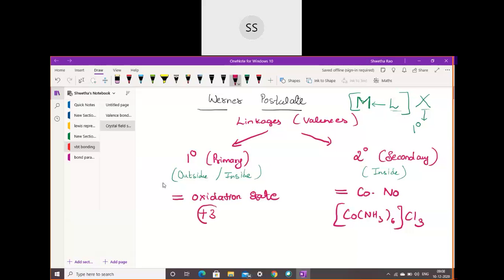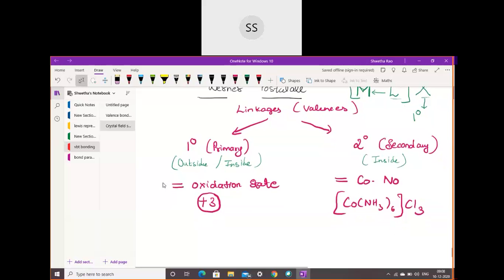Yes, 3, everyone agrees, no? 3 is the oxidation state. Very good. So plus 3 will be the oxidation state of that metal. So in this case, the primary valencies are found outside, and that satisfies the charge of the metal here. So plus 3 is the oxidation state for this example I have taken here.